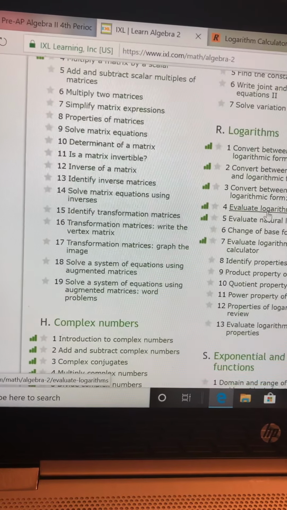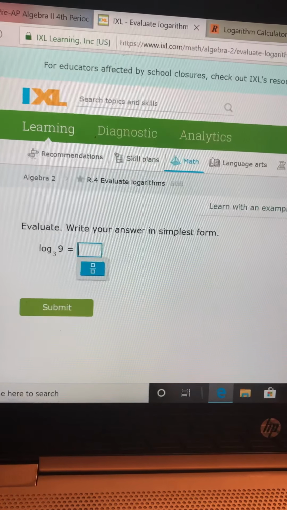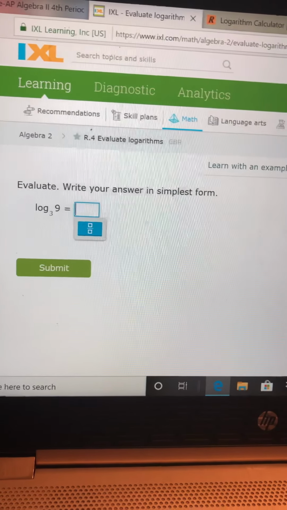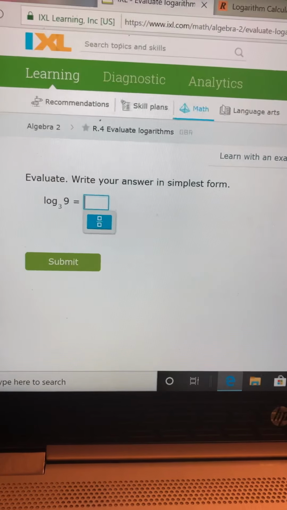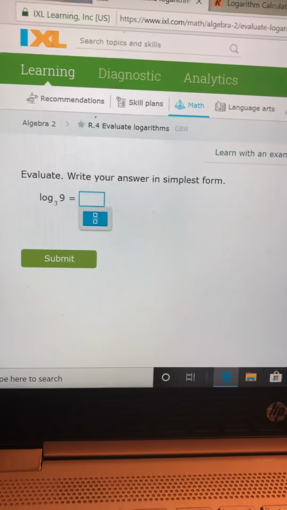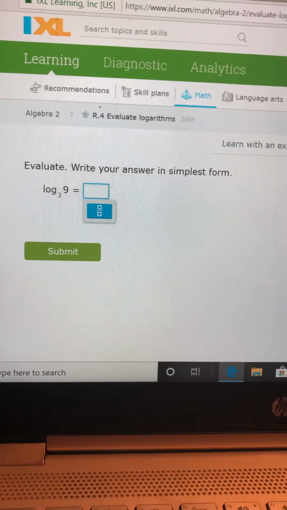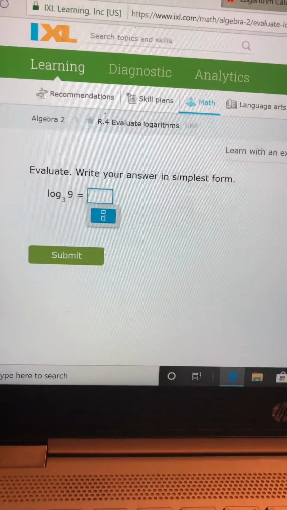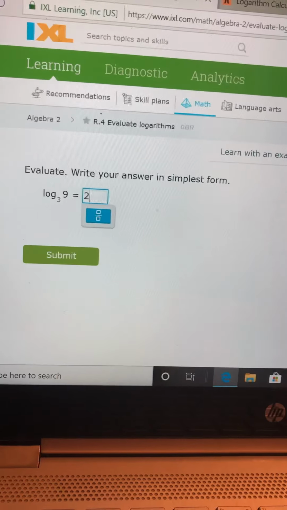R4 is evaluate logarithms. So if you download that Calculate 84 app, you can type these straight into the calculator. Remember on our school calculator, I think it's alpha window, and then you have to scroll down to log base, type in the 3, type in the 9. But I can do this one in my head. 3 to what power is 9? 2. 3 squared is 9.